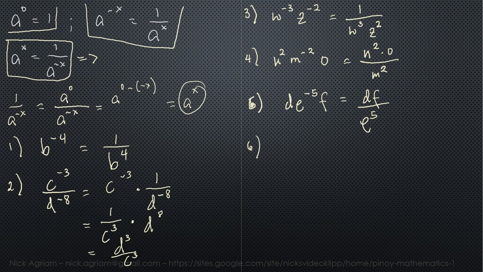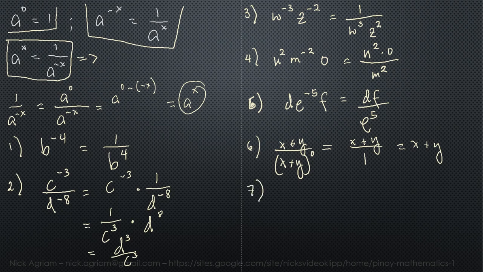Number 6, x plus y divided by (x plus y) raised to 0. As we have said, any number raised to 0 is equal to 1. Then we have x plus y divided by 1, which is also x plus y.